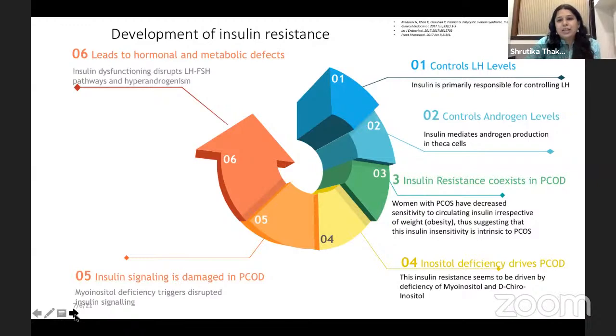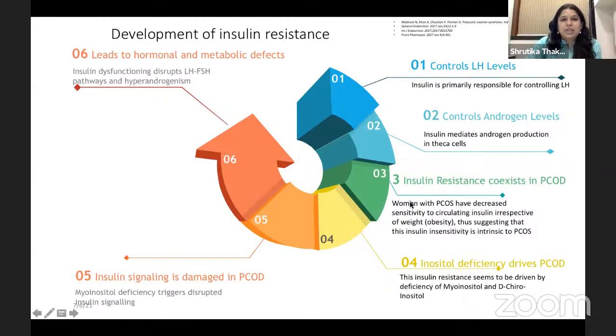Insulin is linked to LH. It somewhere controls LH hormone secretion, and a hyperinsulinemic state is associated with high LH levels. This high LH acts upon the theca cells of the ovary, and thereby increases androgen secretion, and these increased androgen levels cause so many of those symptoms that PCOD women suffer from. The hyperinsulinemia and insulin resistance are also linked to decreased sensitivity to circulating insulin, and we see that it is very intrinsic to the PCOS mechanism.